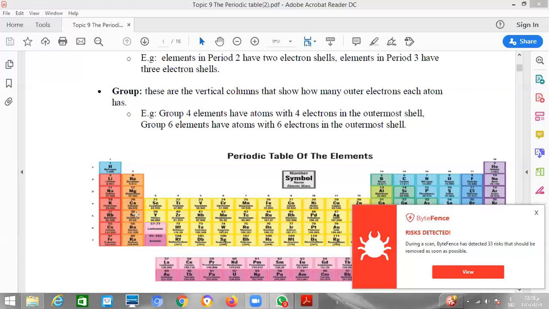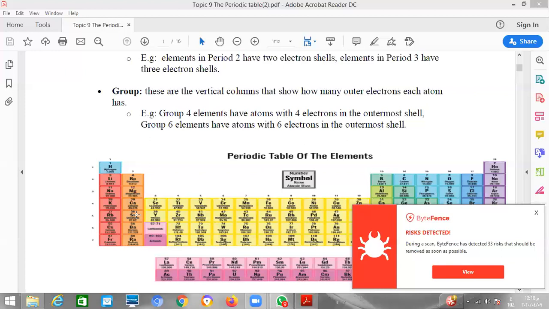It's 11, so it will be 2, 8, 1. So how many shells do you have? How many orbits? Three. So sodium is in period number 3.